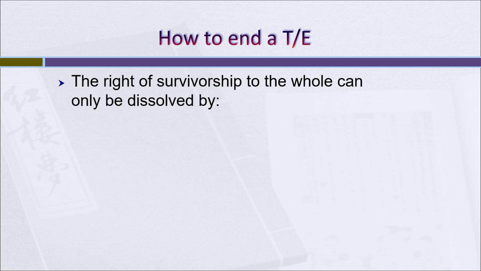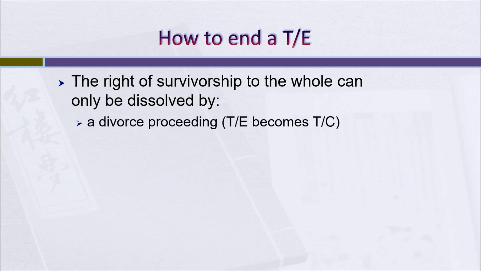Let's think for a few minutes about how to end a tenancy by the entirety. There are only a limited number of ways of doing that. One way is that the right of survivorship can be dissolved and the tenancy by the entirety can end if there is, as we mentioned earlier, a divorce proceeding. There, the tenancy by the entirety will become a tenancy in common unless the court's order or the parties' settlement agreement provides for some other disposition of the property.